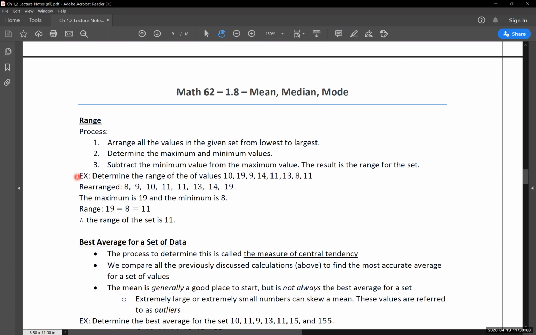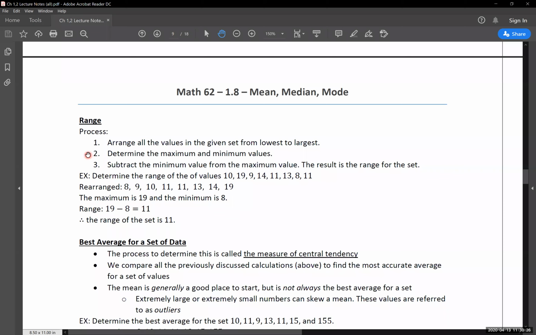So we'll work with our example here. Again, there's not a whole lot in the way of computation with this. It's a lot of just reorganizing. We're told to determine the range of the values 10, 19, 9, 14, 11, 13, 8, 11. Okay, so again, we're going to rearrange this, lowest to largest. Just did that here. Determine the maximum and minimum values.